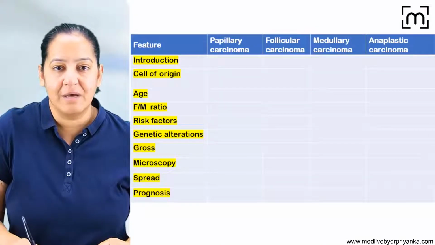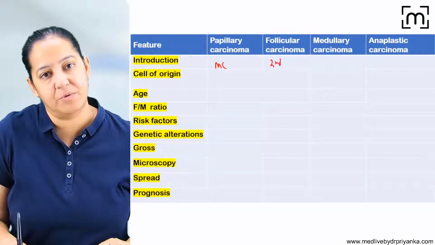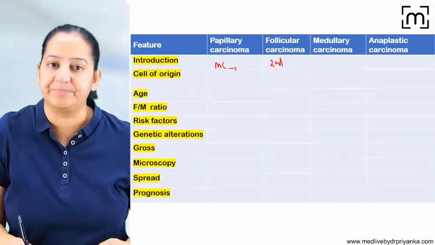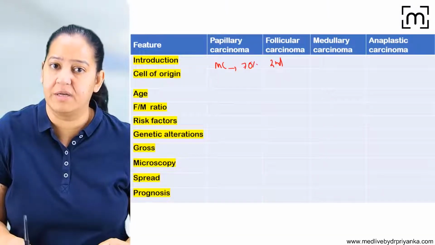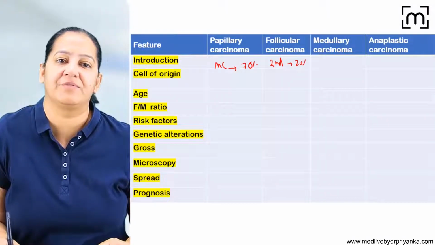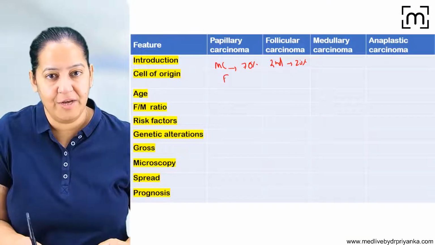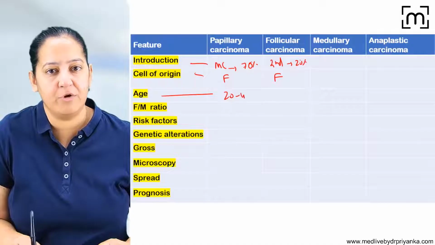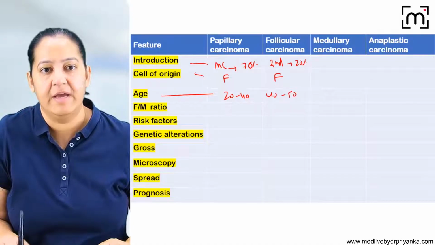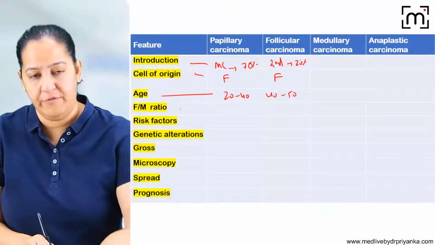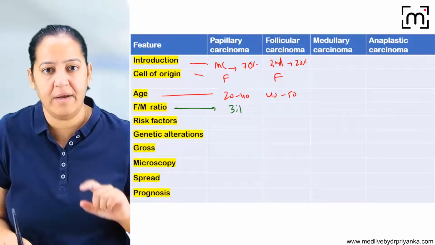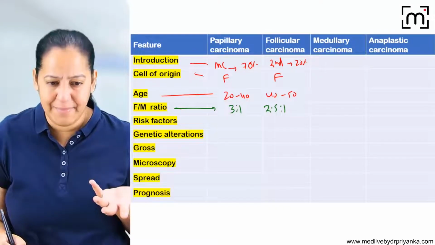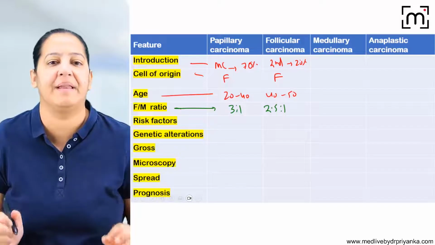So here, papillary was most common. This is second most common. Papillary constitutes 70% of the total. This constitutes 10 to 20% of the total. Cell of origin here is also follicular, here also follicular. Age, it is common in 20 to 40. It is common in 40 to 50. Female to male ratio, this is 3:1, this is 2.5:1, so hardly makes any difference. Ultimately, both are common in female as compared to male.